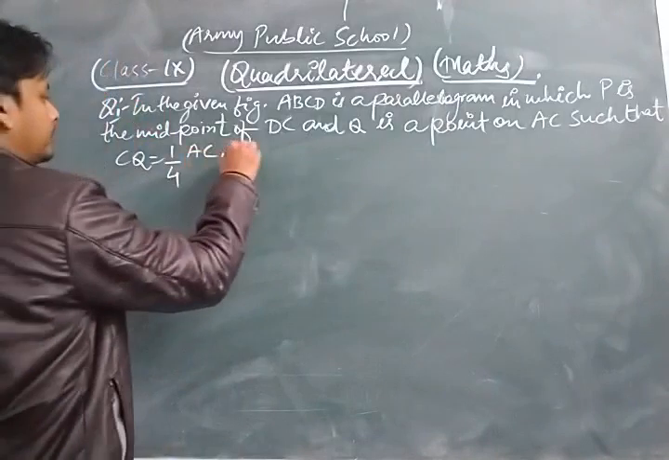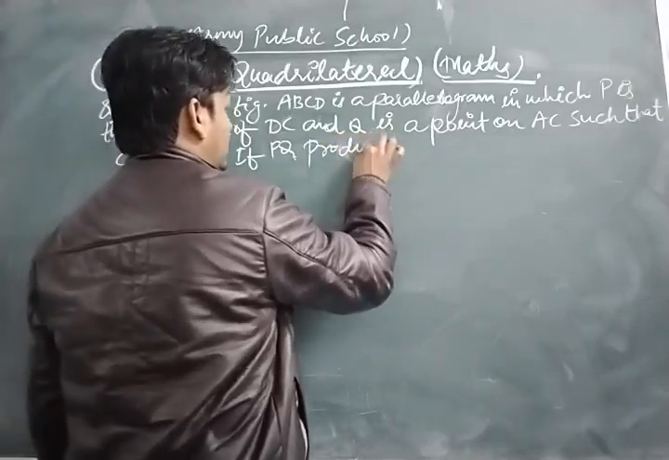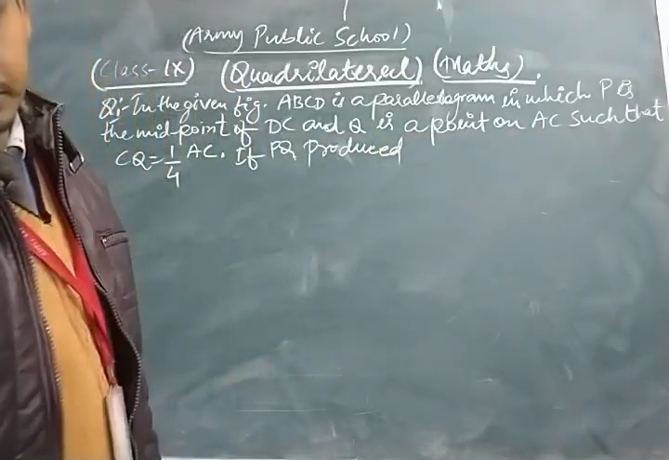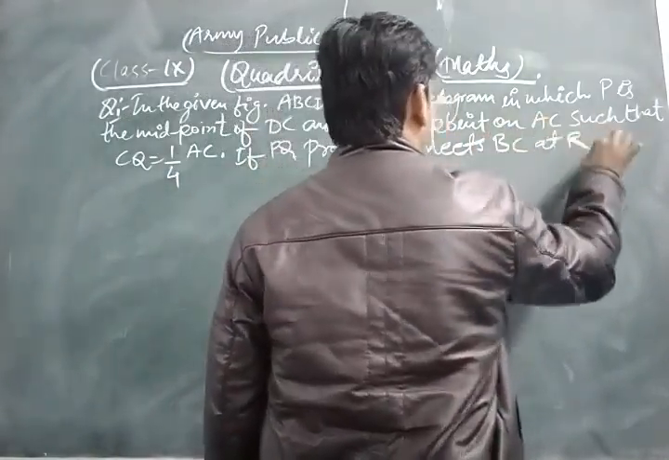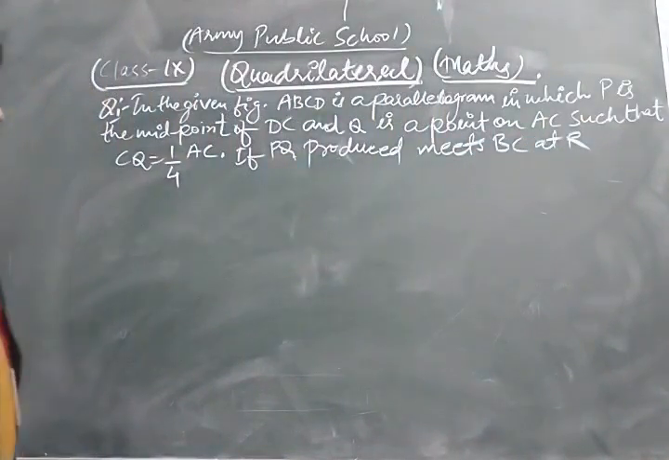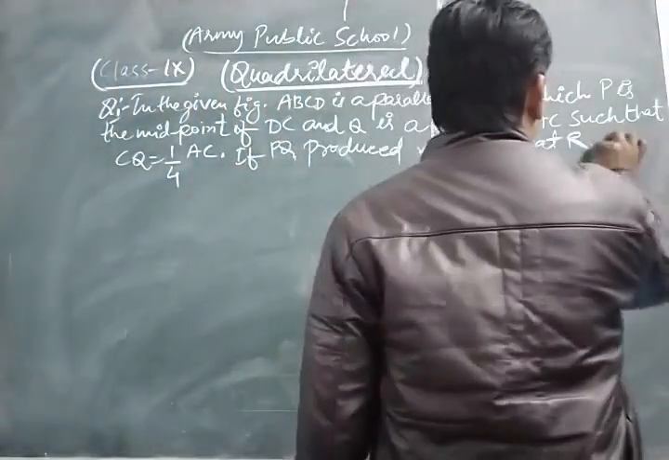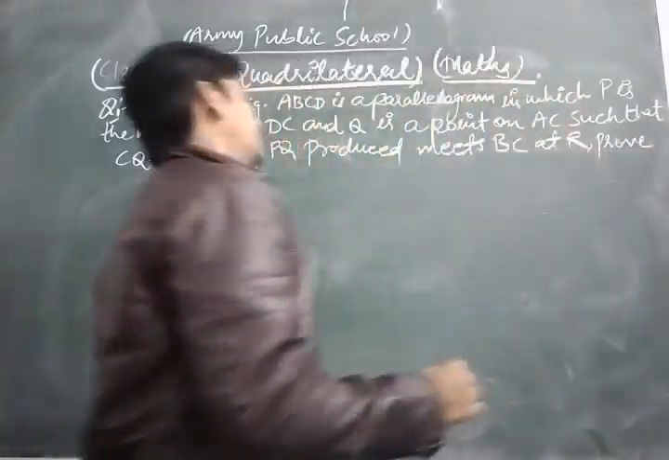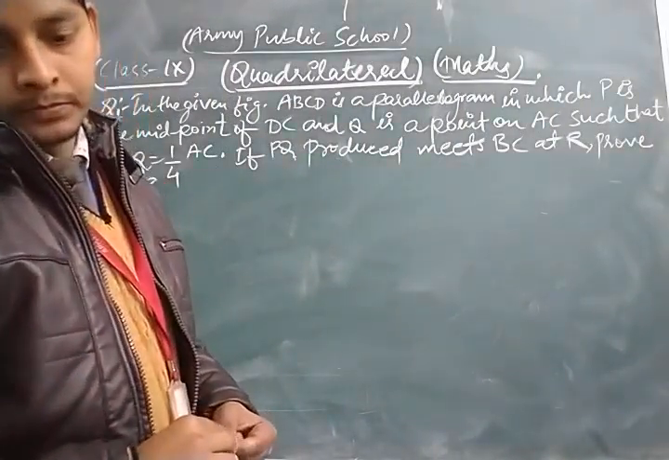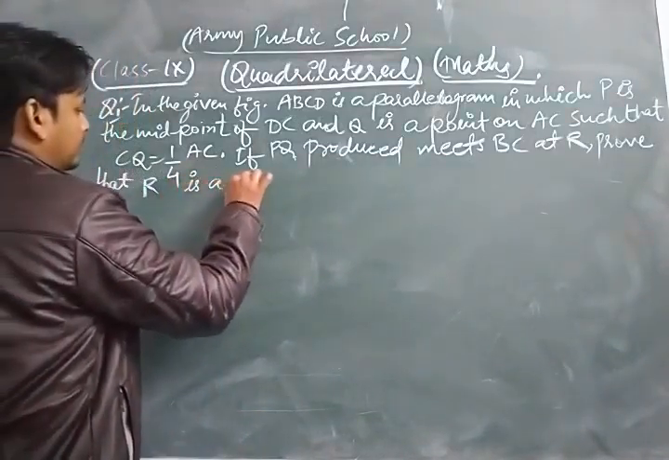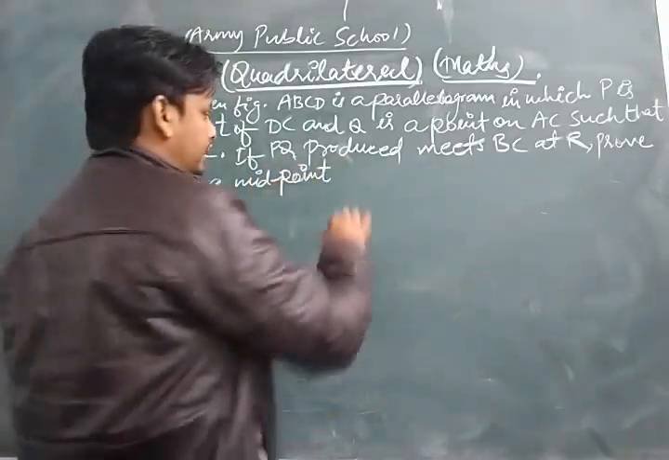If PQ produced meets BC at R, then prove that R is the midpoint of BC.